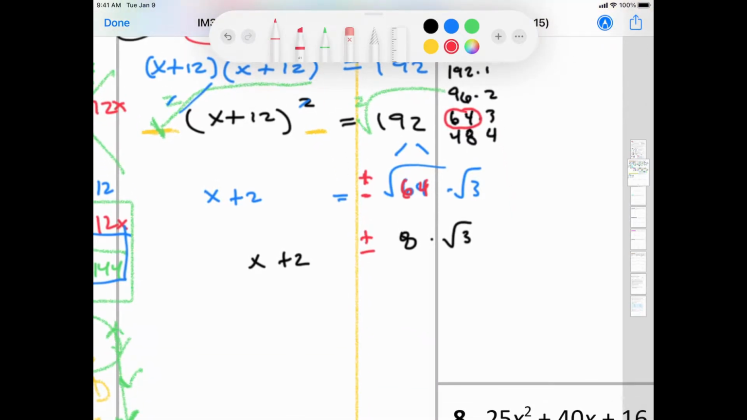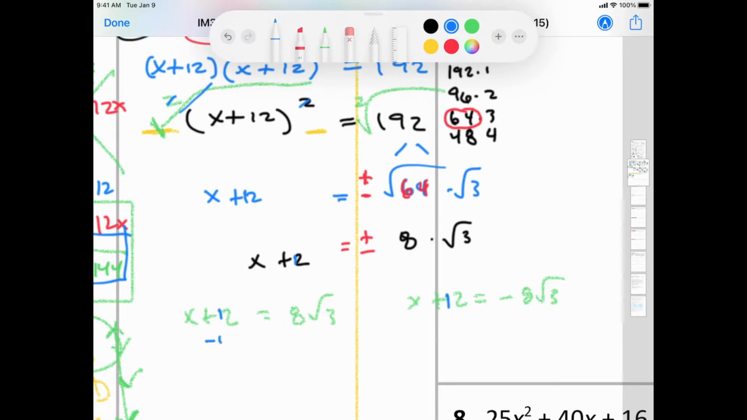Okay, this is new. Let's go ahead and do our 2 equations here. You have x plus 12 equals, let's do positive 8 radical 3, and x plus 12 equals negative 8 radical 3. Okay, what's different here is, oh, that's a 12. Good job, Mr. Ring.